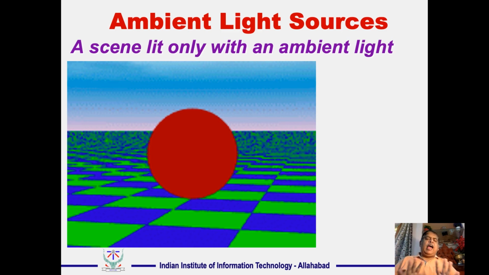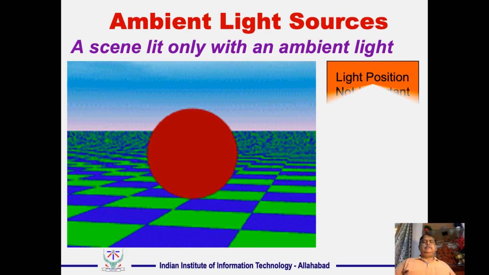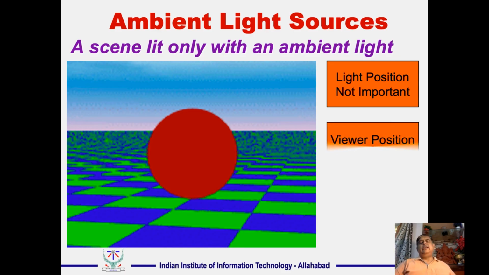It's a flat sphere which looks more like a circular cutout from the image. It is uniformly colored with the same color, which is red. The light position is not important because we don't know from where the scattering is occurring. Viewer's position not important, from where are we viewing it.